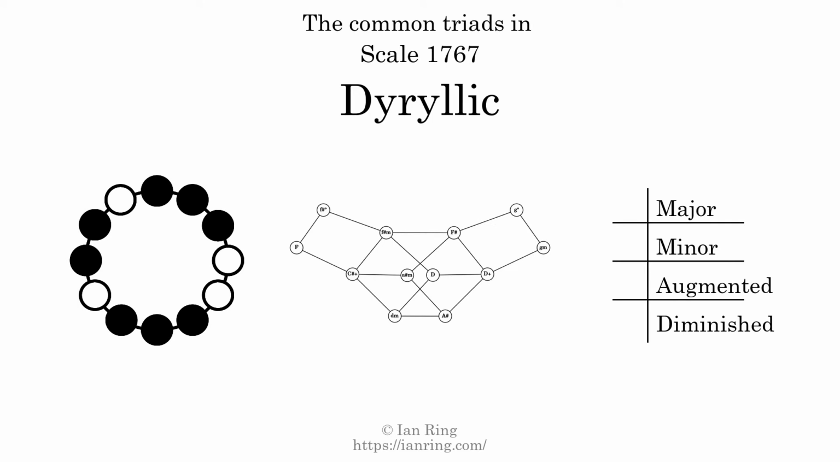The diagram in the center is a graph of parsimonious voice leading between triads. There are 4 major triads. There are 4 minor triads. There are 2 augmented triads. There are 2 diminished triads. Here is a Hamiltonian path of parsimonious voice leading that uses all the triads.